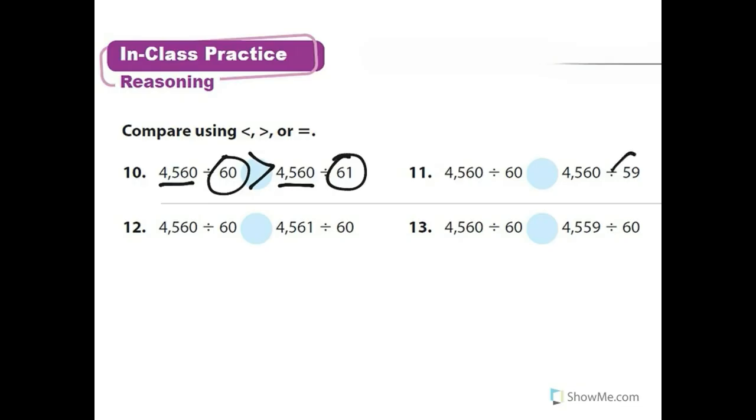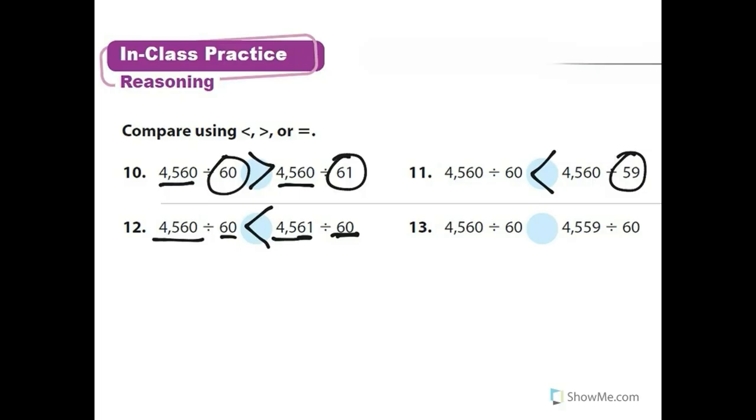Alright, so this one, there would be more in each group. Alright, number 12, we're dividing by the same number, but we've got more in 4,561. So if we've got more, there's going to be more in the groups of 60. Alright, go ahead and try number 13.